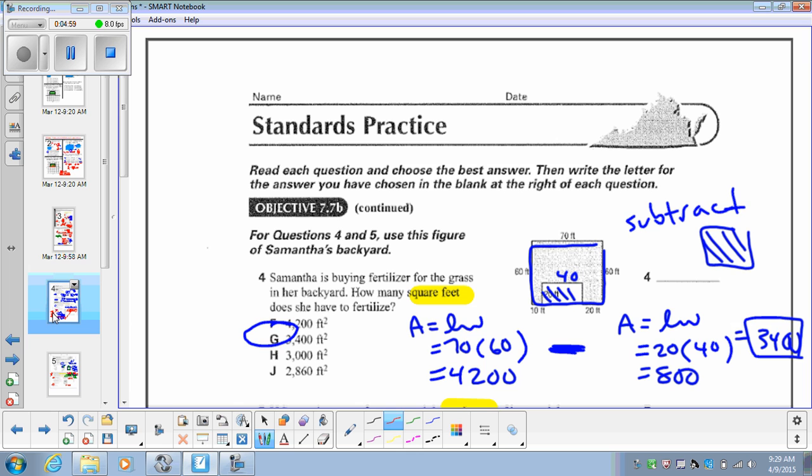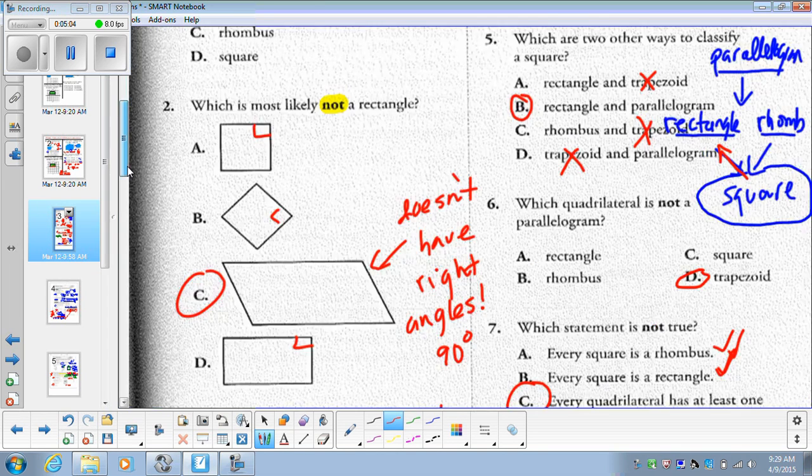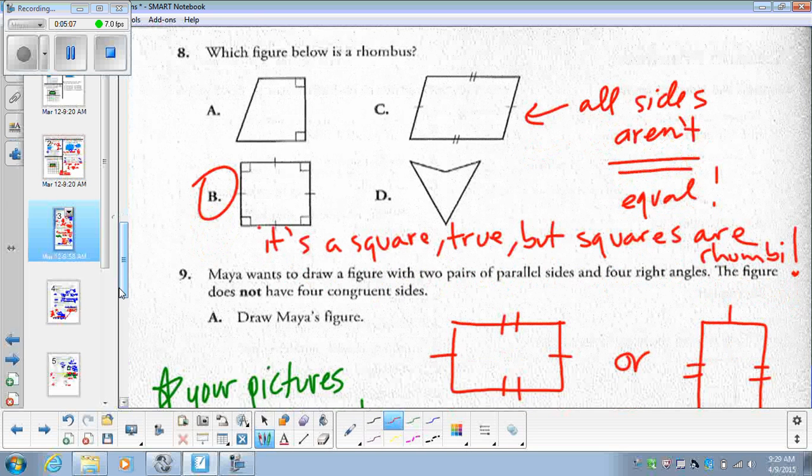All right, cool. Now let's flip over. Whoops, I'm going to scroll down, sorry. All right, here, flipping over to number 8.